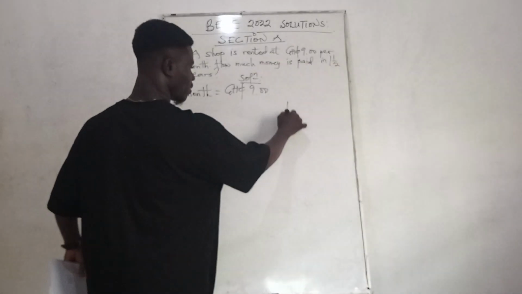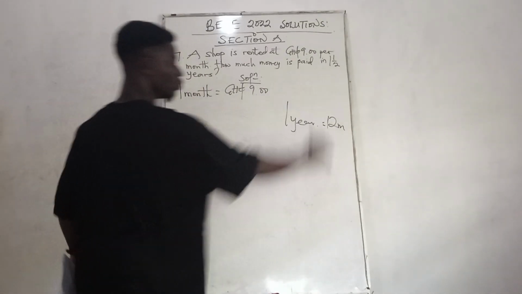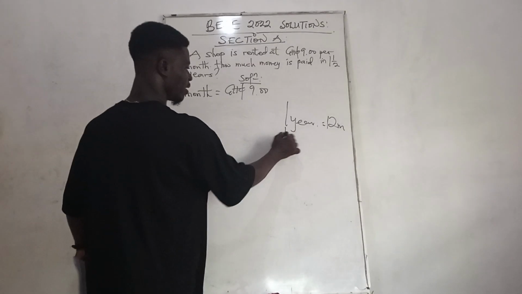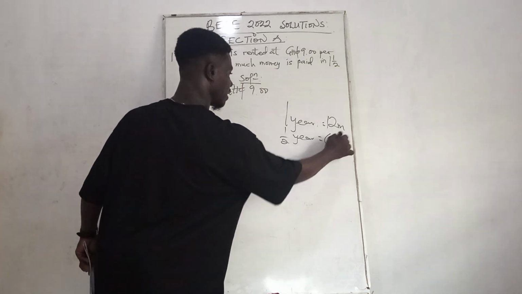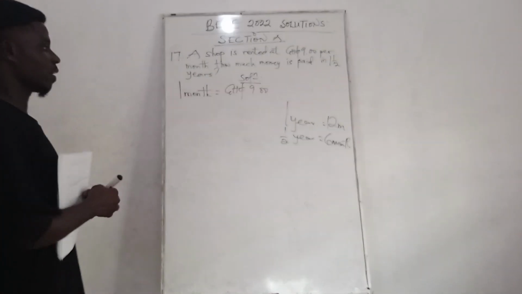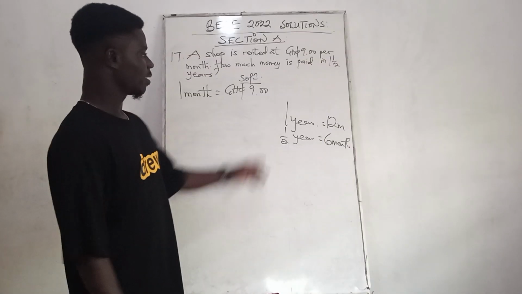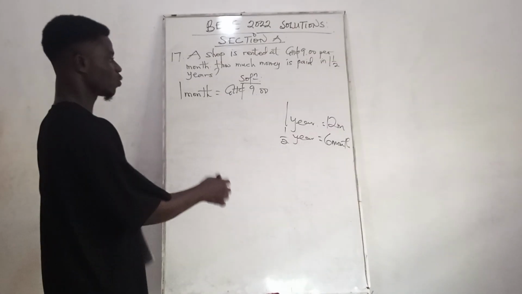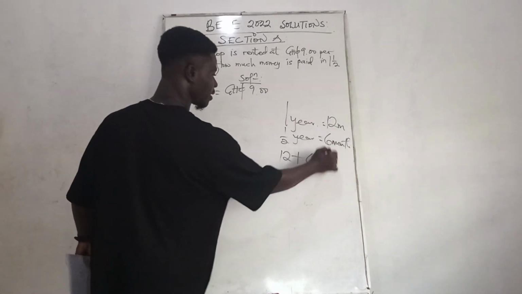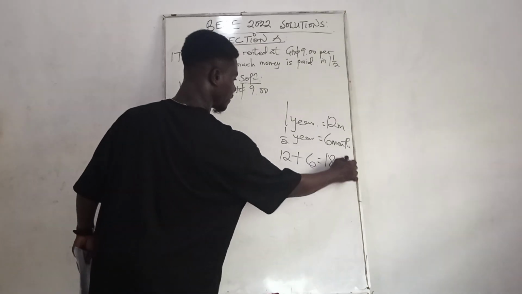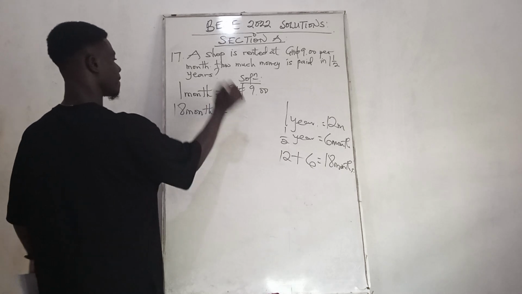So let's say 1 year, which is equivalent to 12 months. We all know that, right? Then half a year is equivalent to 6 months. That's the semi-annual, right? So half a year is 6 months, then 1 year is 12 months. So when you add them, 12 plus 6 is equivalent to 18 months. So 18 months, right?